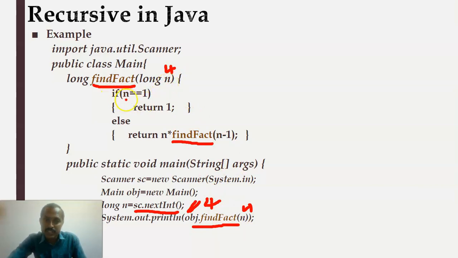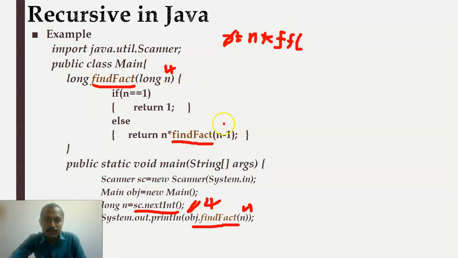Within that, first we check whether n is equal to 1. Currently n is 4. 4 equal to 1: the condition is false. The else part will execute. So what is in the else part? I am writing in short form: return n star findFact of n minus 1. For return I write the short form RT, and for the function name I write the short form FF, so findFact n minus 1.